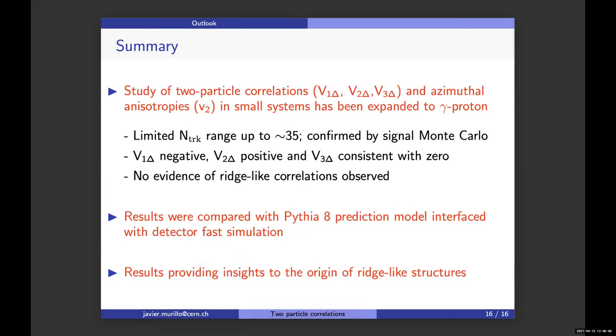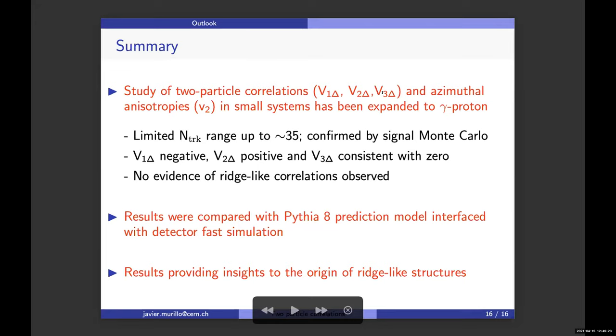So to close, the study of two particle correlations that are related to the initial geometry of the colliding system can provide insights into transport properties. There is a hydrodynamic picture. So these coefficients might be related to the hydrodynamic evolution of an expanding plasma, or they could be related to initial state gluon correlations. So it's not a finalized discussion.